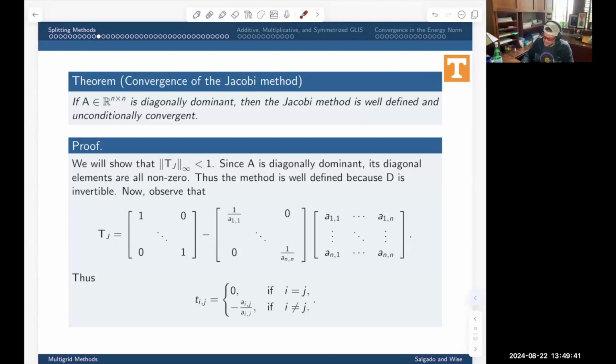In any case, what I get here is that for this row, that element is going to be 1, and all the rest of the elements in the row are going to be scaled by a_ii, or a_11 in this case. But now we also have a minus sign there. So I can say exactly what the elements of this matrix are. It's going to have zeros on the diagonal, and the off-diagonal elements are going to be the same as the off-diagonal elements of A, but with a minus sign, and then scaled by the diagonal element from that row. So that's what the T matrix looks like.